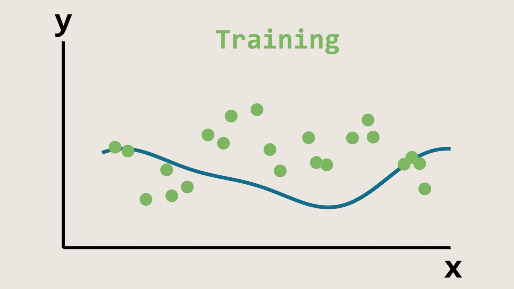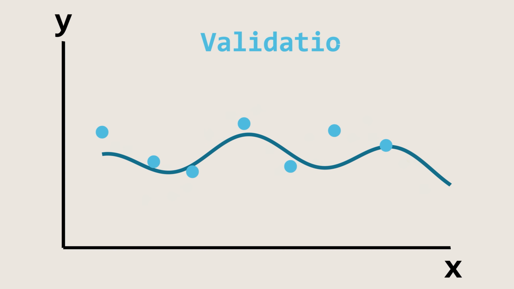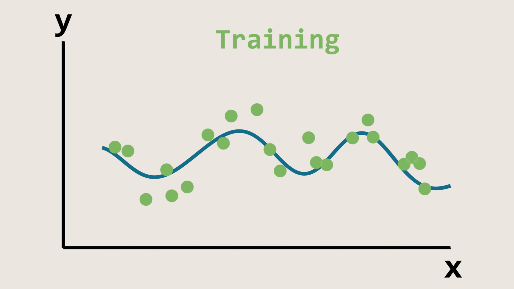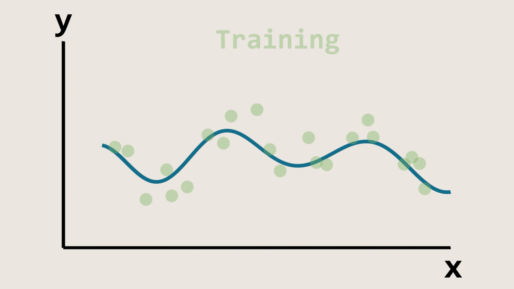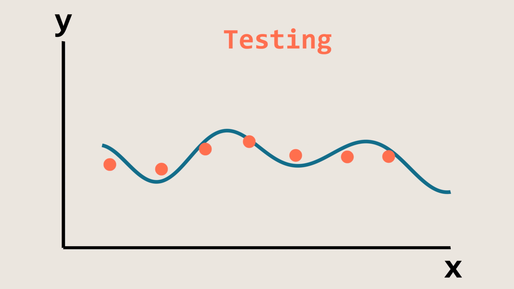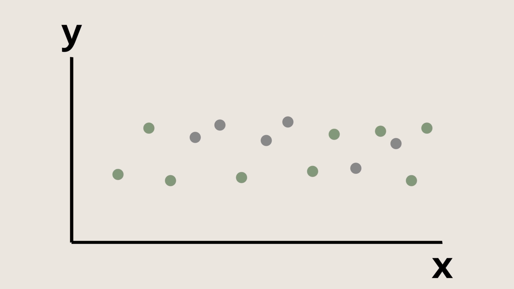Now, if the performance on the validation set is good, we can use techniques like early stopping to prevent overtraining and save computation time. Finally, once the model is fully trained and tuned, we evaluate its final performance on the test set. This gives us an unbiased estimate of how well the model is likely to perform on completely new data.